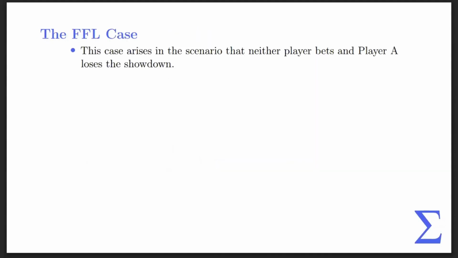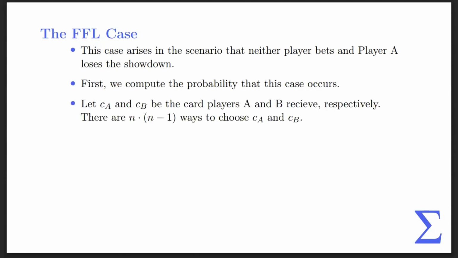Okay. So we're going to consider the FFL case. This case happens when player A folds, player B folds, and player A loses the showdown. Let's first compute the probability that this case occurs. Let's call the cards that players A and B receive C sub A and C sub B. Because we're picking the cards without replacement, there are n times n minus 1 ways to choose C sub A and C sub B. Then because player B folds, there are B sub C minus 1 ways to pick C sub B, player B's card, that's less than player B's cutoff. So just all the values that are less than B sub C.